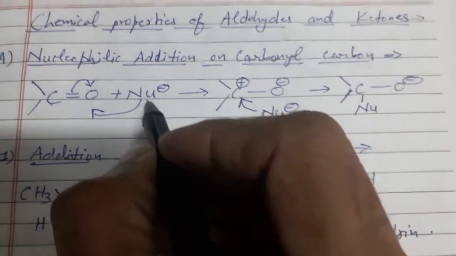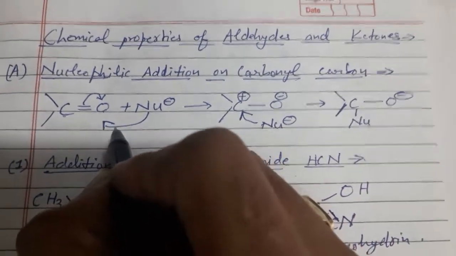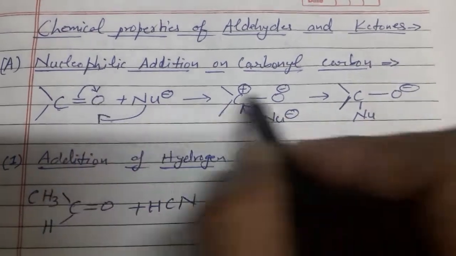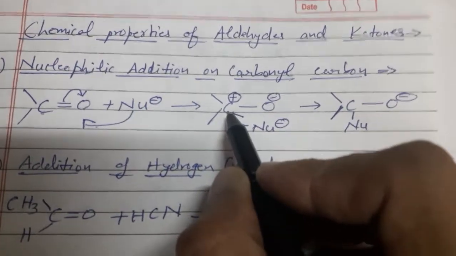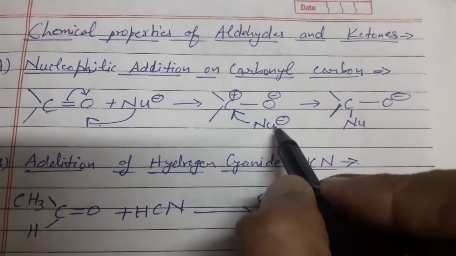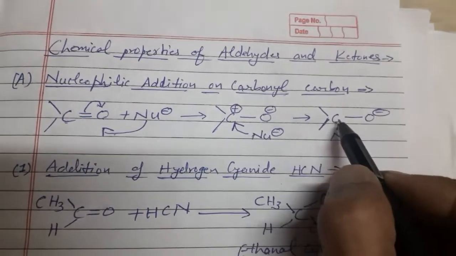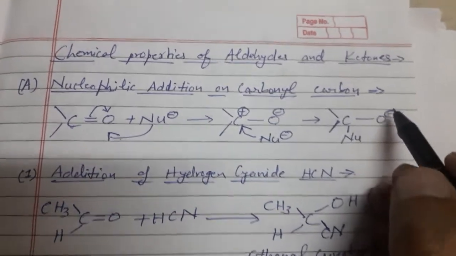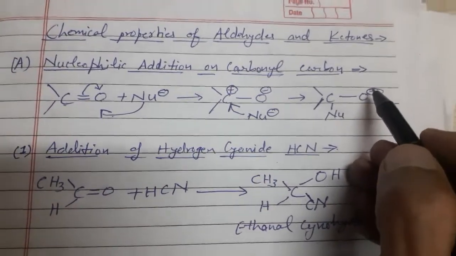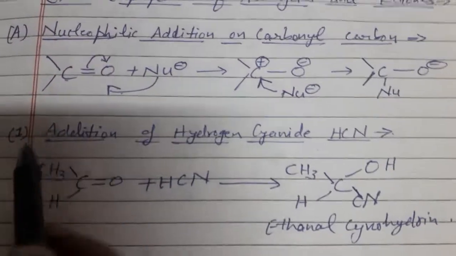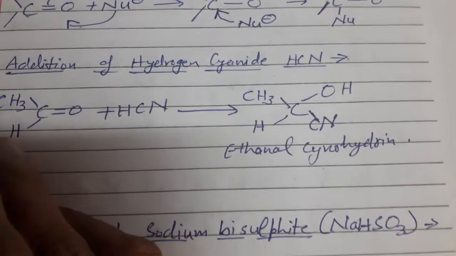So this reaction actually starts when a nucleophile approaches the aldehyde or ketone. The pi bond in the C=O shifts to the oxygen, giving rise to a positively charged carbon and a negative oxygen. Then immediately the negatively charged nucleophile gets attached to the carbonyl carbon. So that's why these reactions are called nucleophilic addition on carbonyl carbon. Examples of this type, the very first is addition of hydrogen cyanide, HCN.